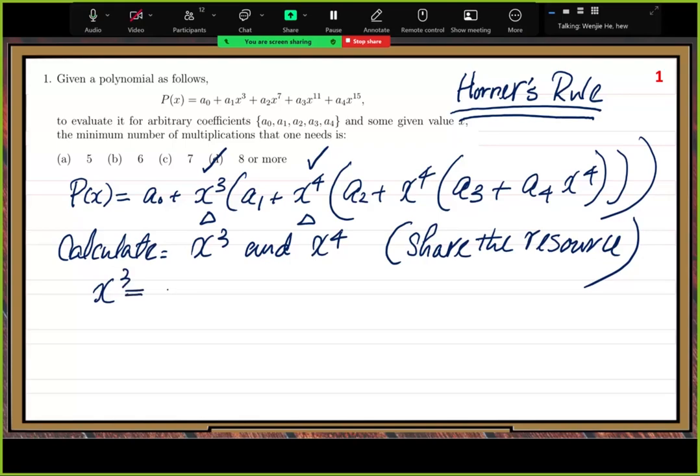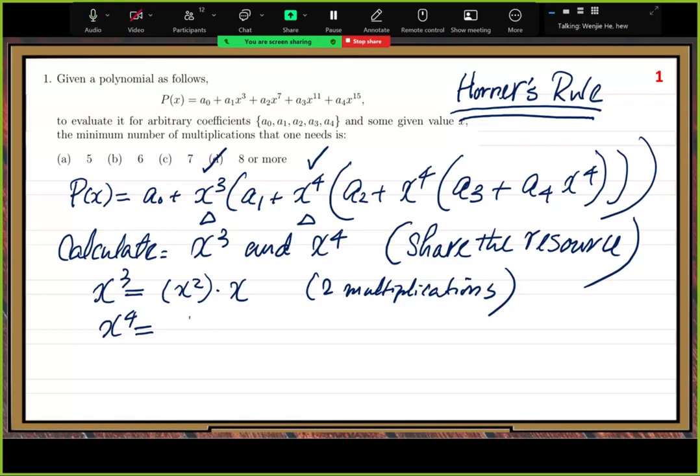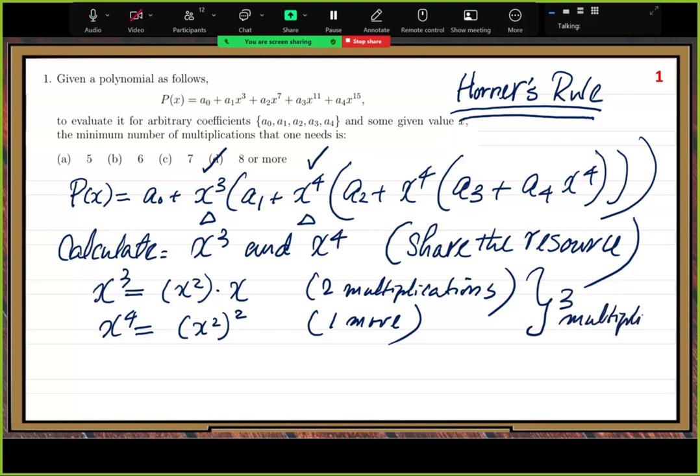X cubed, you can write x squared times x. So you need two multiplications, x squared one, then another one. But for x to the fourth, do not recalculate x squared. You already have x squared, so you should reuse your x squared number. So x squared, another square. That means you just need one more multiplication. So the total in your preparation step, you need 3 multiplications.